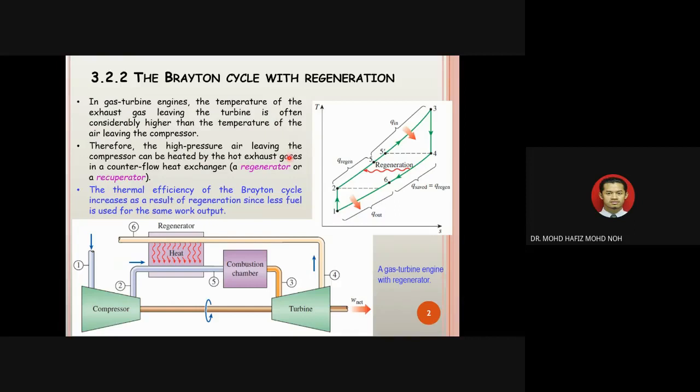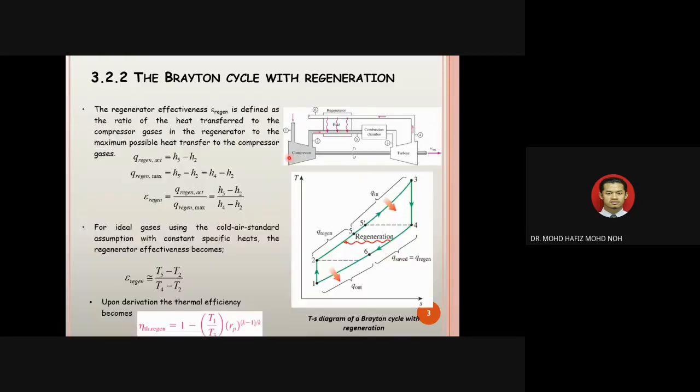The thermal efficiency of the Brayton cycle will be increased as a result of this method, because when you preheat the gases that come out from the compressor, the temperature drop is not very significant. There is some temperature drop, but it's not as low as the temperature leaving the compressor. That's why the heat addition will be reduced, and this we call regeneration.